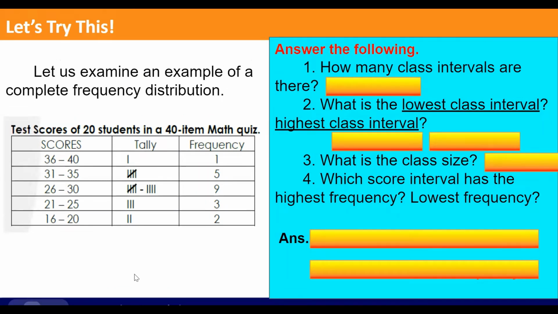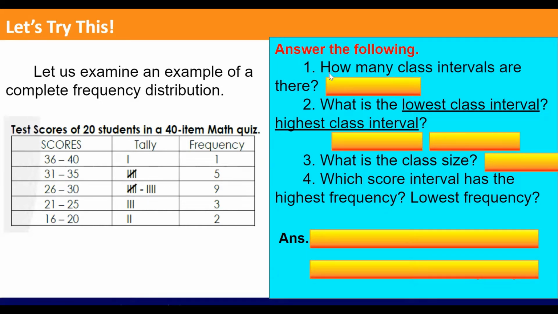Answer the following questions. Based on the table at the left, the frequency distribution, we will answer the given questions. You can pause the video and answer the questions yourself, or I can answer them. Let us examine an example of a complete frequency distribution. The title is test scores of 20 students in a 40-item math quiz. The scores serve as the class interval, and then tally, and then frequency. Under the class interval, we have 36 to 40, down to 16 to 20. In the tally, we see the sticks, and the frequency is the number of values under the tally, which we wrote as numbers.